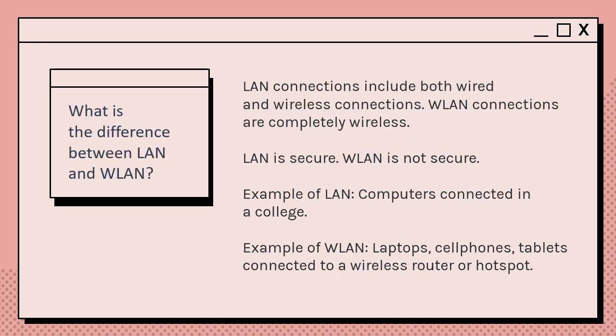LAN connections include both wired and wireless connections. WLAN connections are completely wireless. Other than that, LAN is secure while WLAN is not secure. LAN is like computers connected in a college. And the examples of WLAN are laptops, cell phones, tablets connected to a wireless router or hotspot.